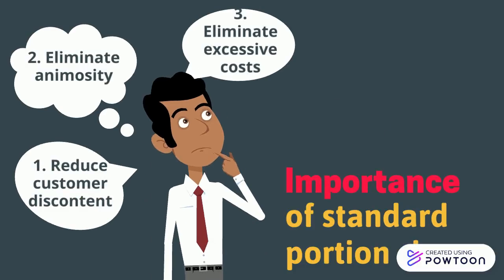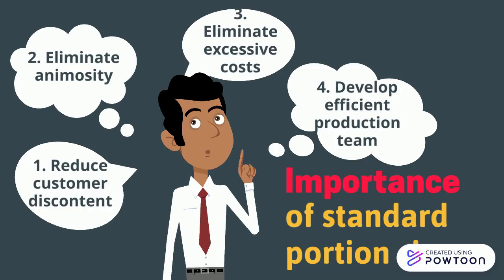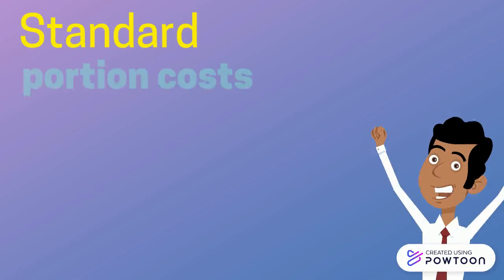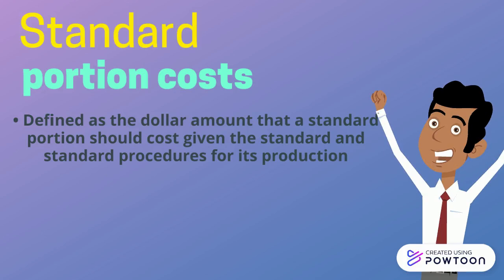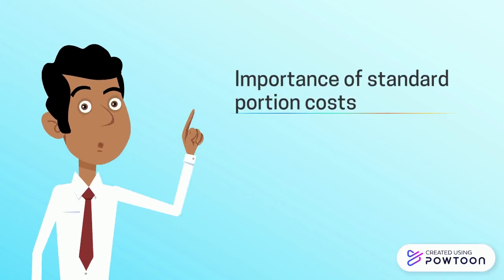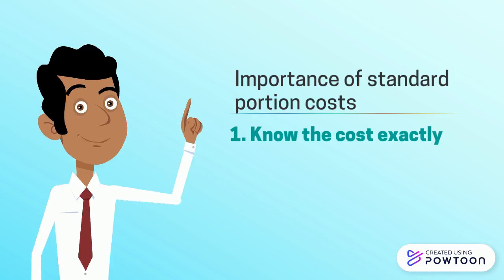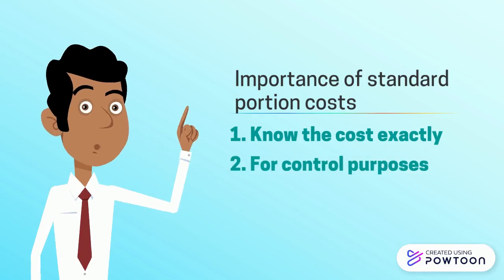Reduce customer discontent, eliminate animosity, eliminate excessive cost, and develop an efficient production team. Standard portion cost is defined as the dollar amount that a standard portion should cost given the standard recipe and standard procedure for its production. Importance of standard portion cost: know the cost exactly for control purposes.